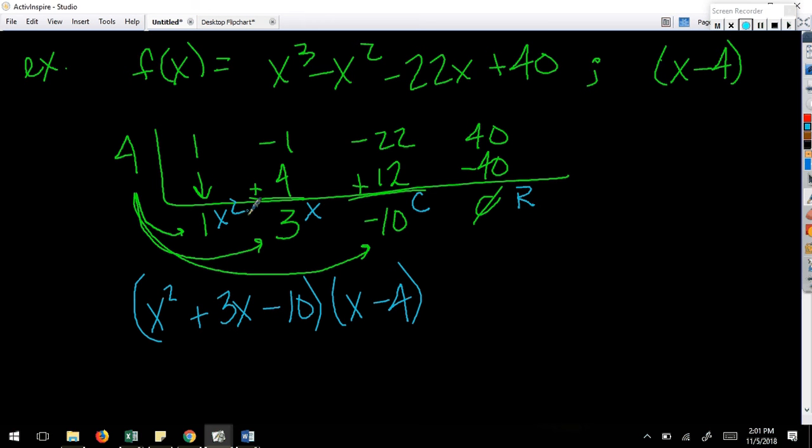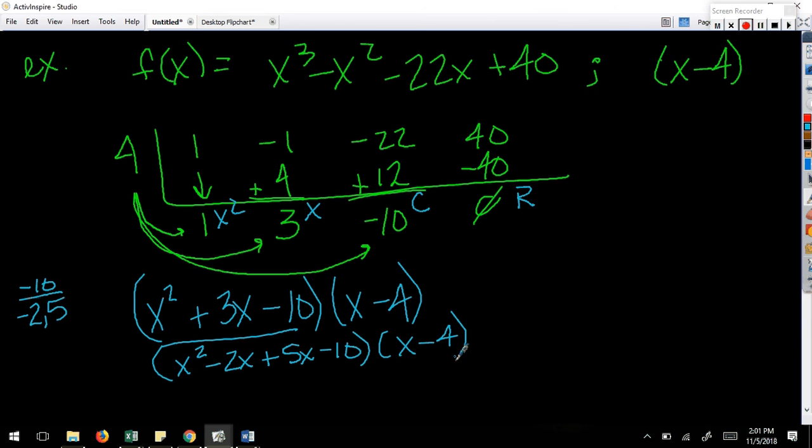All right, is it factored completely? No. I have a quadratic. I need to multiply A and C together. Negative 10. Give me two numbers. Good job, y'all. Multiplies to negative 10, but adds to positive 3. So we said negative 2 and 5. So I have x squared minus 2x plus 5x minus 10. I'm going to keep writing this x minus 4 because I'm not even going to mess with it. It's just hanging out there.